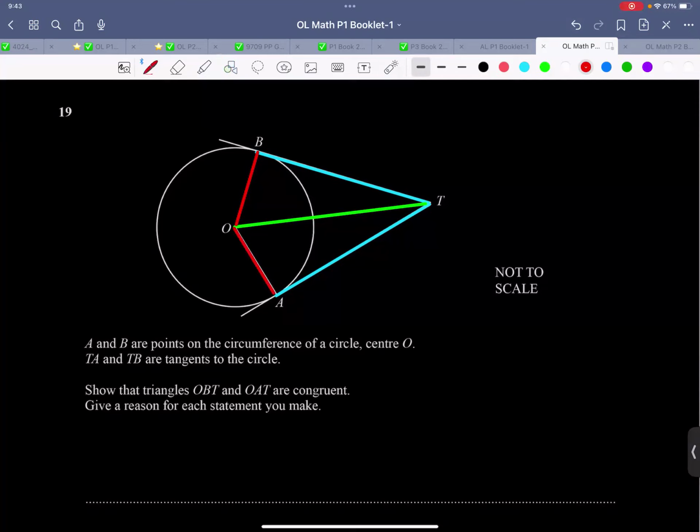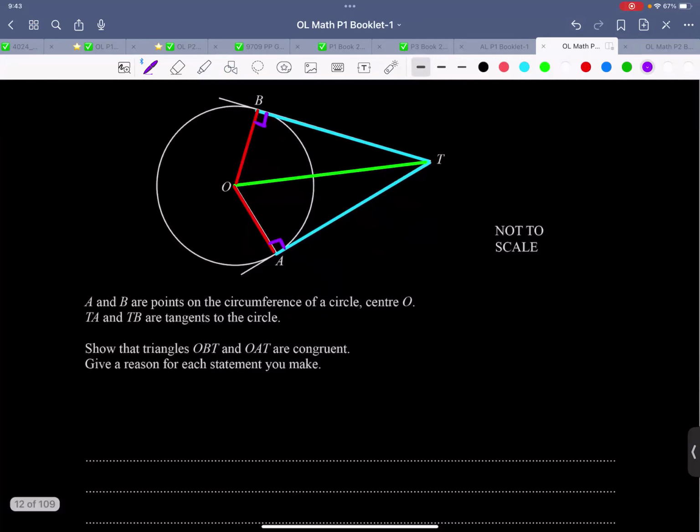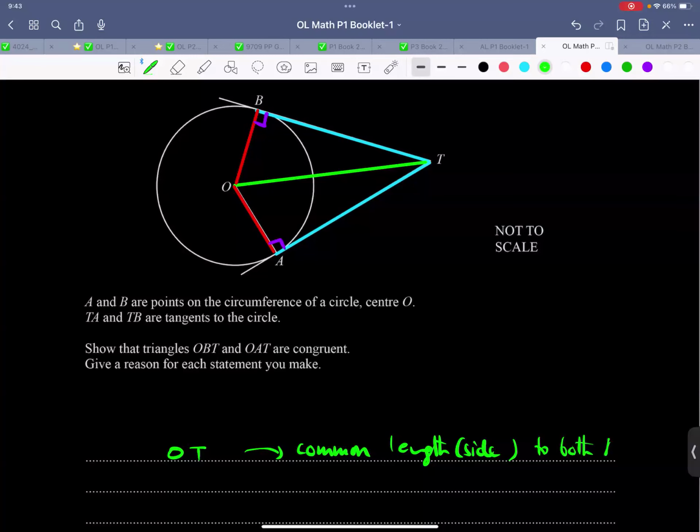And then we also have the 90-degree angle, that's right over here and right over here. Okay, so now let me focus it. First of all, start with the green line. OT is a common side to both triangles. That's the first thing. Then we have the blue line.